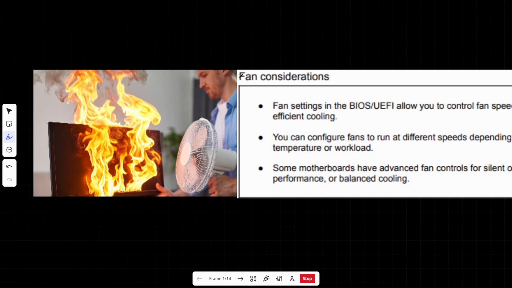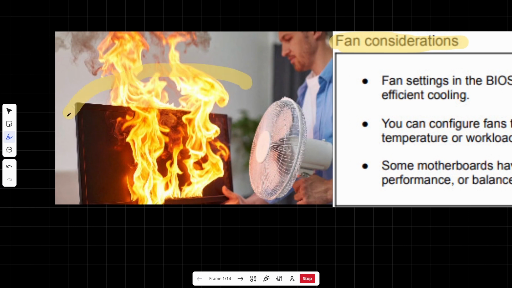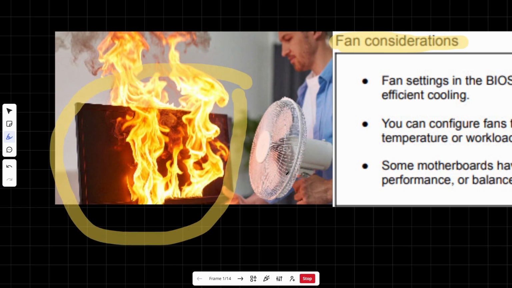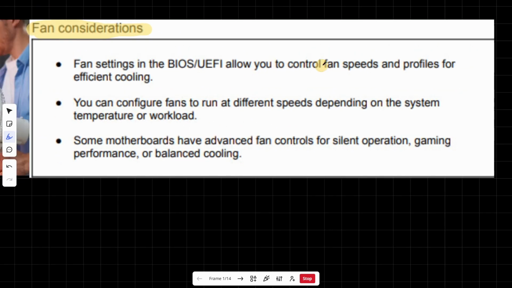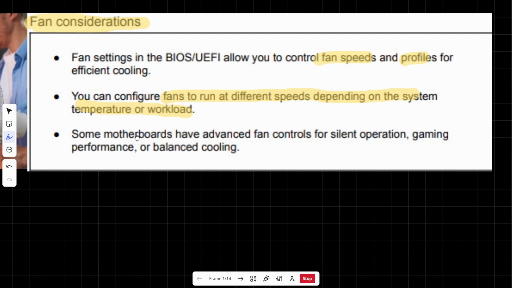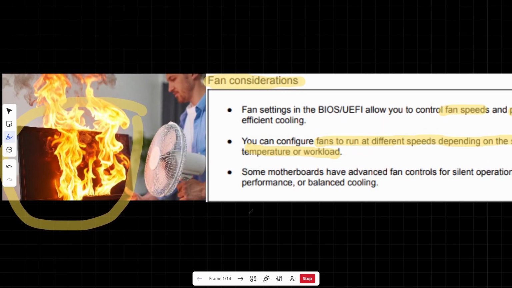You can also adjust your fan settings. You can start to consider some things. Maybe if your computer's starting to heat up more frequently, you can ramp up the fans, or you can ramp them down, etc. So you can control your fan speed and your fan profiles. You can configure what fans to run at different speeds depending on the system temperature or workload at the time. You can change your fan settings, is basically what you need to know there.